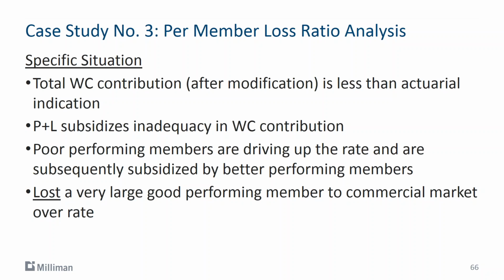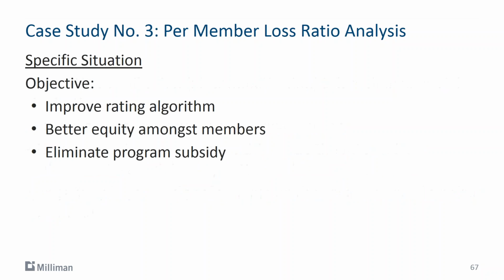It was one of their largest members, and they left for the commercial market, and it really let them know that there was something wrong here, and they really needed to do a deeper dive into the rating algorithm and how they rate their other members, just to make sure that they don't run into the same situation again. So what was their objective going through this process? It was to improve their rating algorithm, improve the equity amongst the members, and eliminate the program subsidy. They didn't want the P&L to subsidize the work comp anymore.